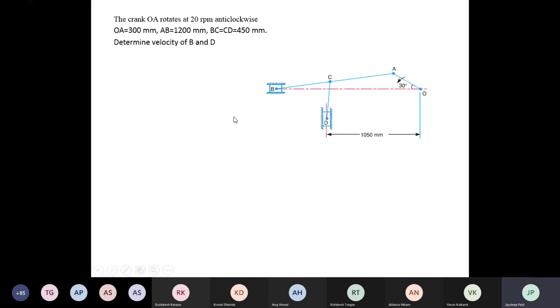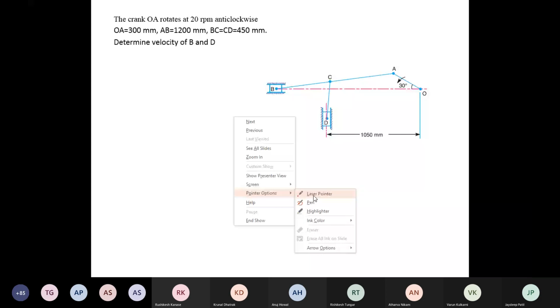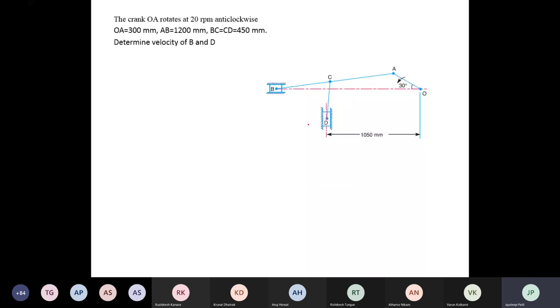Okay, first of all, I will explain and then you can ask. See, this is the same as the previous one. In the given mechanism, there are two sliders, slider D and B. When the crank rotates, slider B reciprocates horizontally and slider D reciprocates vertically. Now you have to find out the velocity of B and the velocity of D.